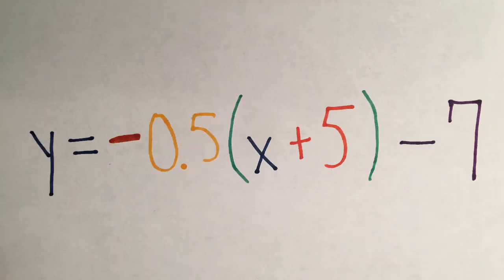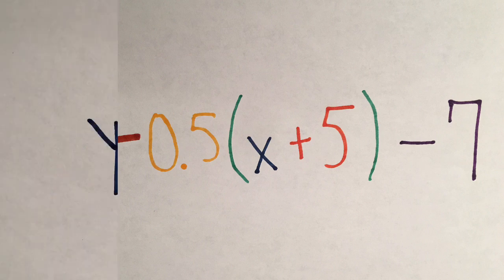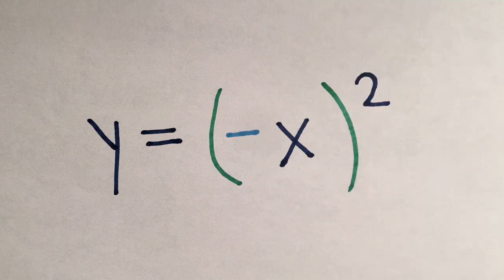The negative sign means that there is a reflection about the x-axis. The 0.5 means that there is a vertical compression of 0.5. If the number in front of the x is greater than 0 but less than 1, then that means there is a vertical compression. The x plus 5 means that there is a horizontal shift of 5 units to the left. Because it's a plus sign, it goes to the left. The minus 7 means there is a vertical shift of 7 units down. Because the negative sign is inside of the parentheses this time, there's a reflection about the y-axis.